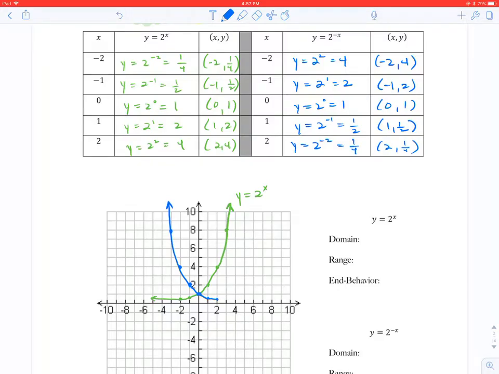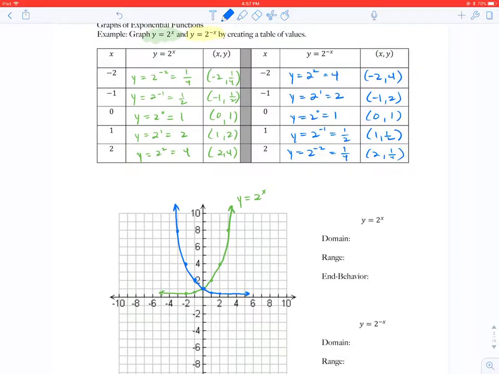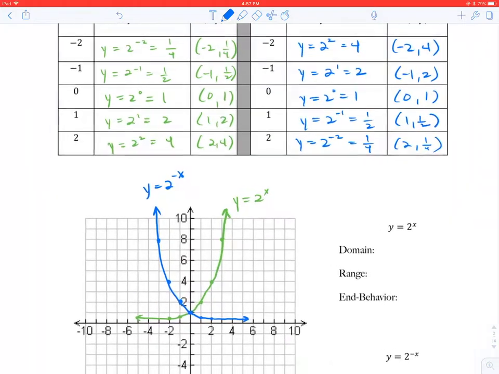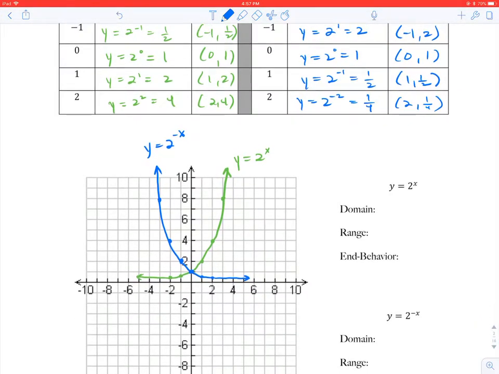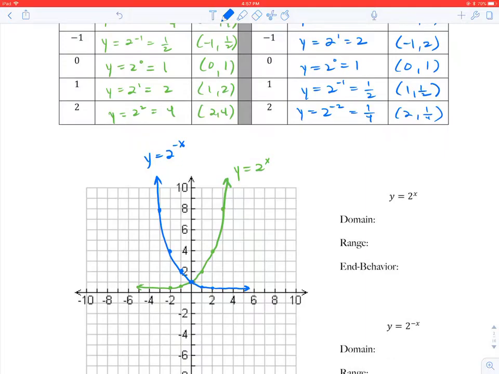So the graphs have the same shape, but we can see that 2 to the negative x is the graph of 2 to the x, just reflected about the y-axis. And if we think about transformations from pre-calc, then if you're multiplying the argument by a negative, that represents a horizontal reflection.